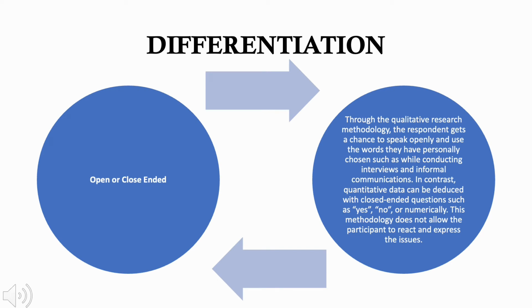The third difference is about openness or close-endedness. Well, in qualitative research, the respondent gets a chance to speak freely and openly, and normally it happens during the interviews, and he can use the words he has chosen or wants to speak. Whereas quantitative data can only be deduced through close-ended questions in which there is only the option of yes or no or any sort of numerical term.